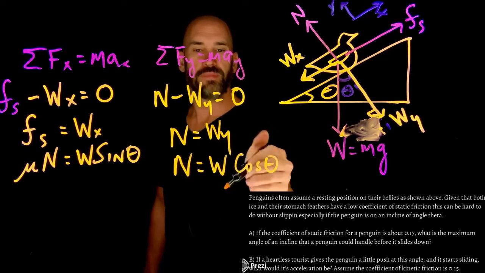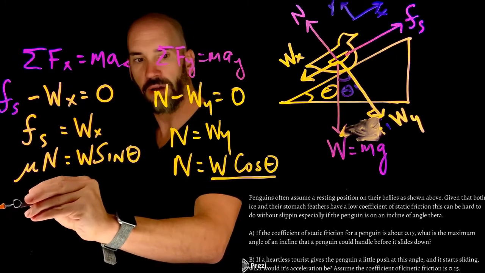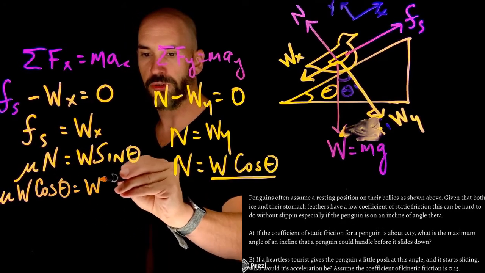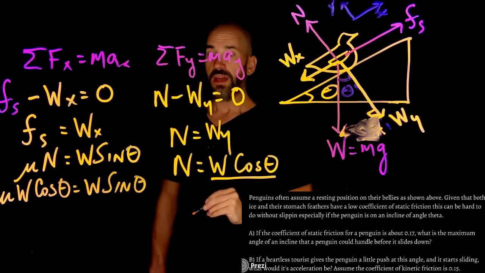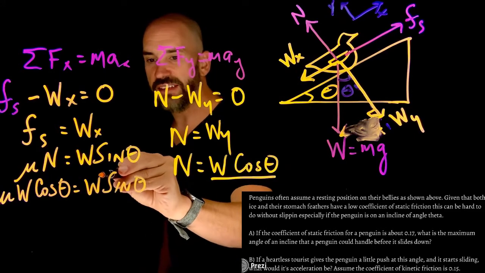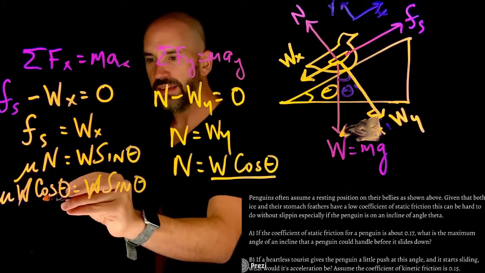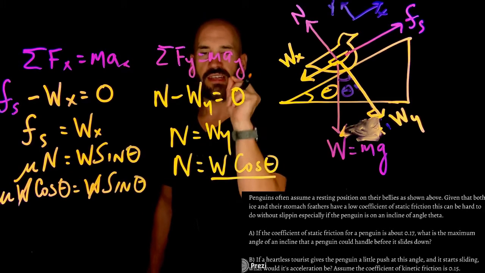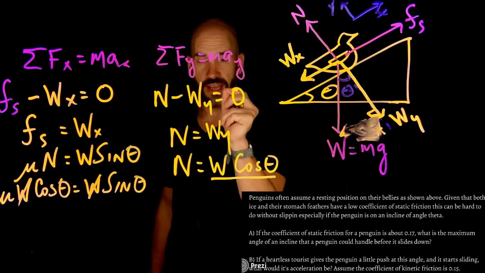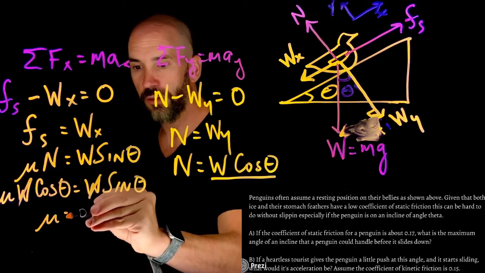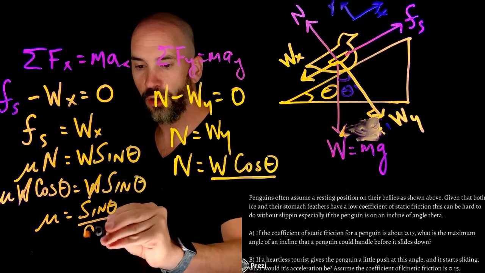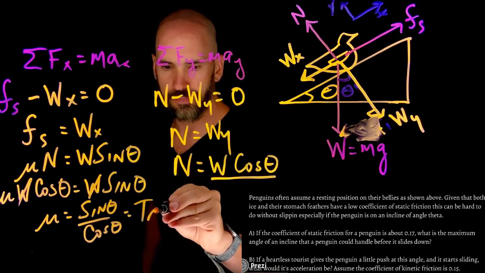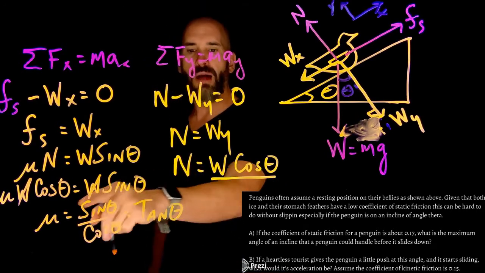Okay, now, that N can just be substituted into this N over here. So I have mu W cos theta equals W sine theta, right? But this W is just the weight of the penguin, right? These guys cancel right out, okay? And then I want to find this angle, right? But I have this cosine and sine. Never forget that if you see a cosine and sine and you have an opportunity to divide them, you can always get a tangent, which makes life easier. So in other words, mu will be sine theta over cosine theta, which, remember from your eighth grade trig class, is actually just tangent theta, okay?